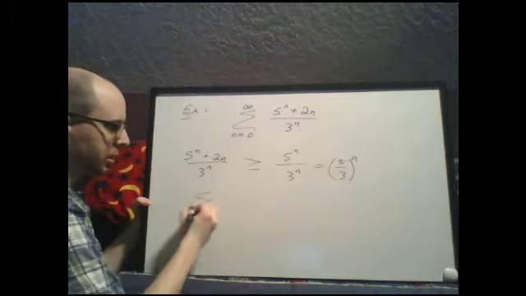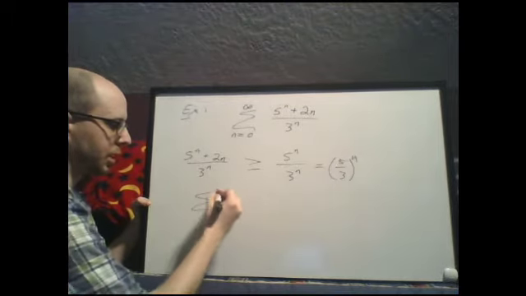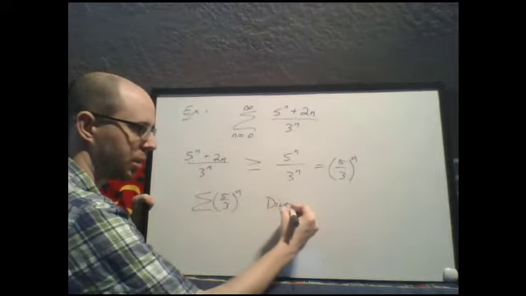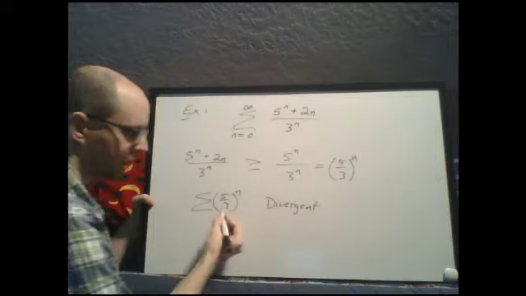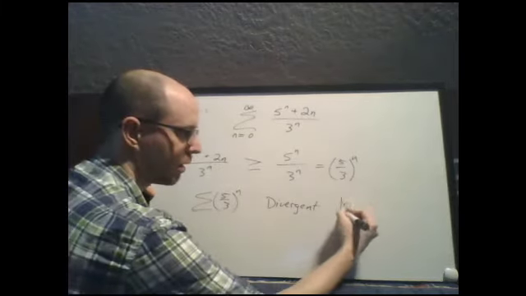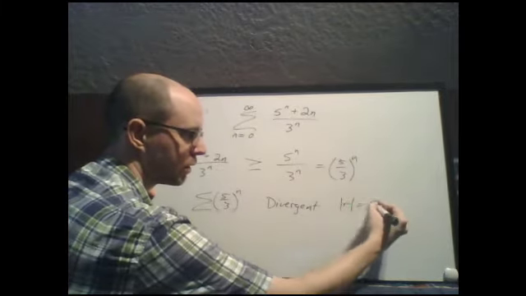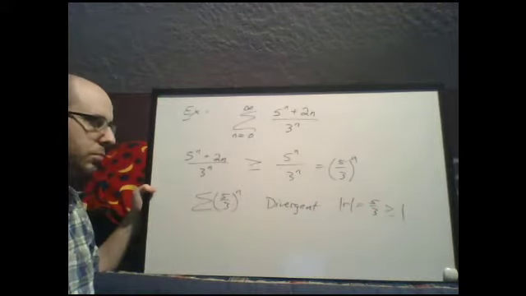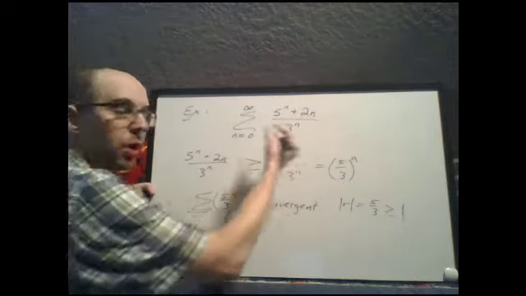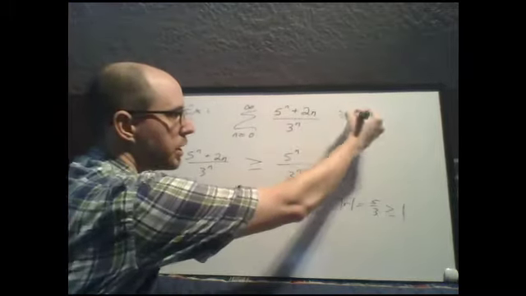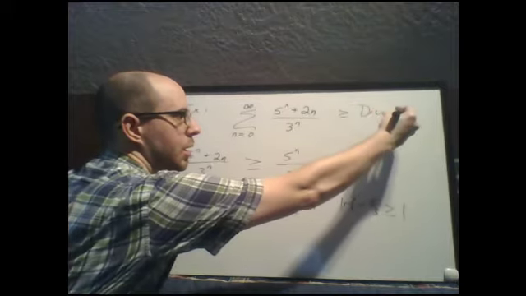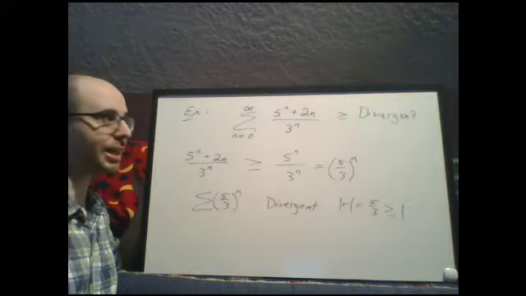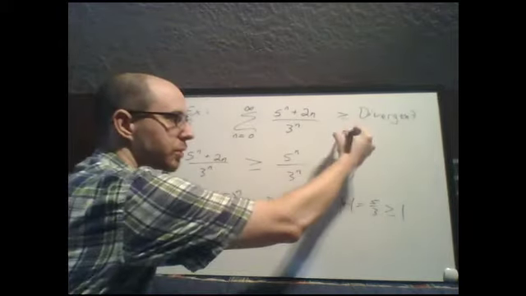This series, summation of 5/3 to the n, that's a divergent geometric series because r is 5/3. The absolute value of r is 5/3, which is bigger than or equal to 1. So this is divergent. So our unknown series is greater than divergent. And in this context, we can think of divergent as being infinity. So bigger than infinity is also divergent.